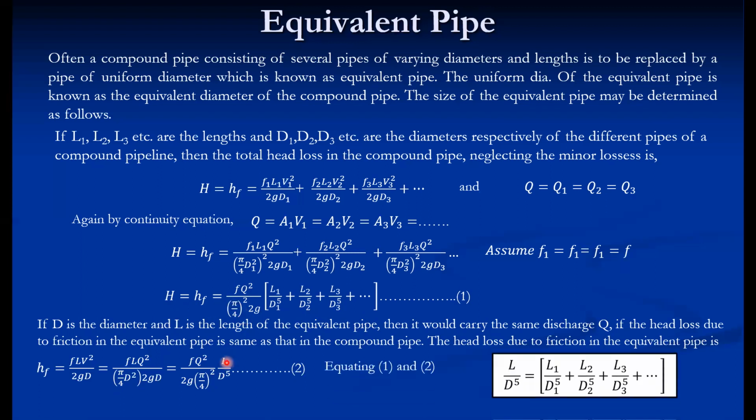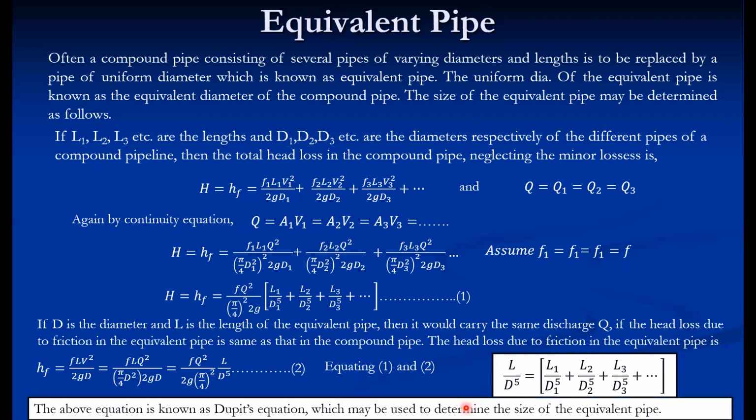So equating 1 and 2, we have this expression, that is L upon D raised to 5 is equal to L1 upon D1 raised to 5 plus L2 upon D2 raised to 5 plus L3 upon D3 raised to 5 plus so on. This equation is called Dupit's equation, and it is used to determine the size of the equivalent pipe, because size is nothing but length and diameter.